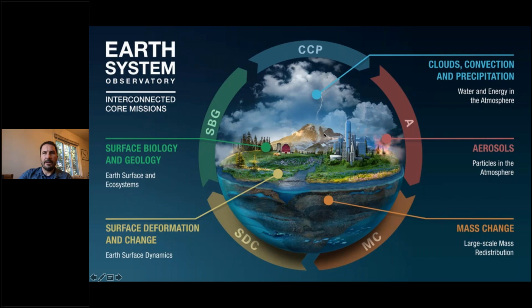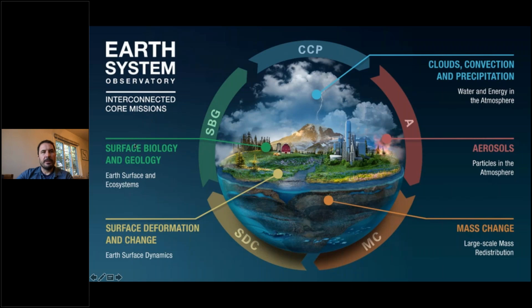Also within the US, at NASA, we've recently been discussing this concept of an Earth System Observatory. The Earth System Observatory would represent a new era of integrated observations and modeling to understand the Earth system, where the core missions are these acronyms around the outer circle.